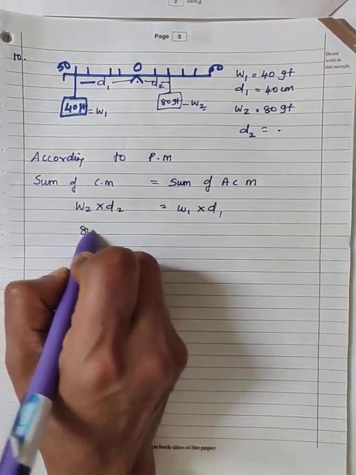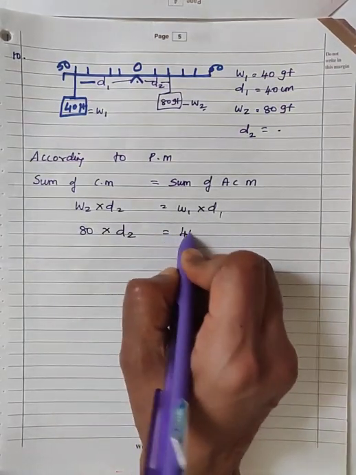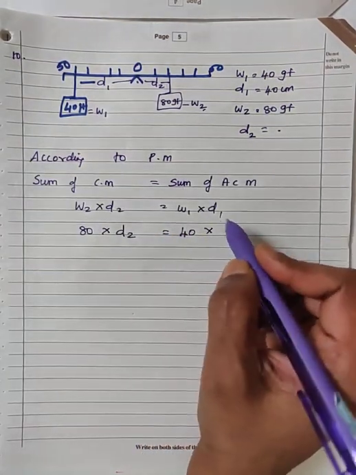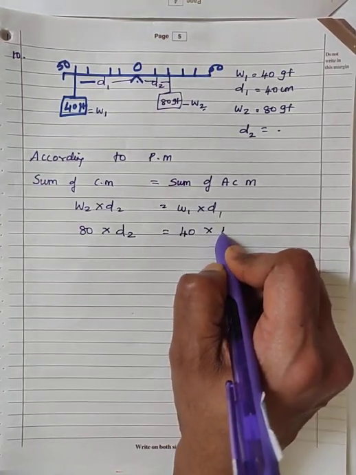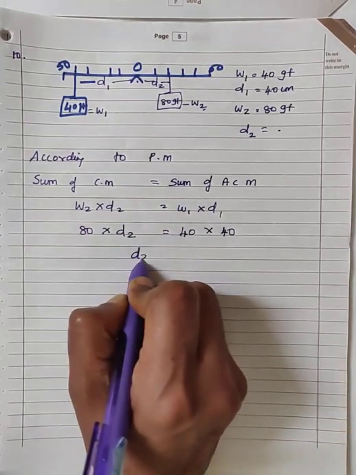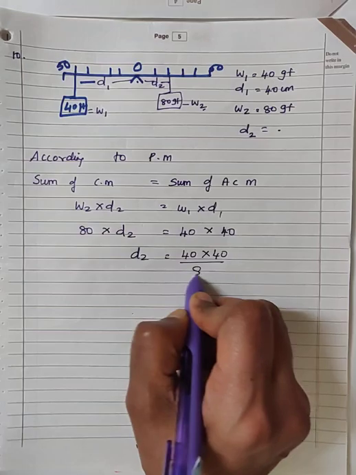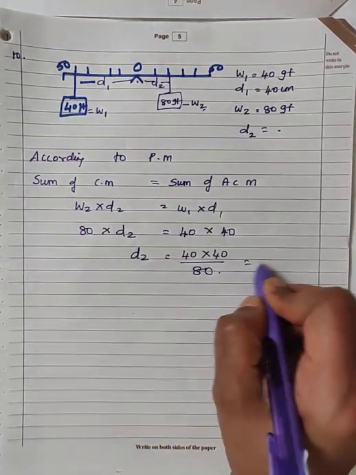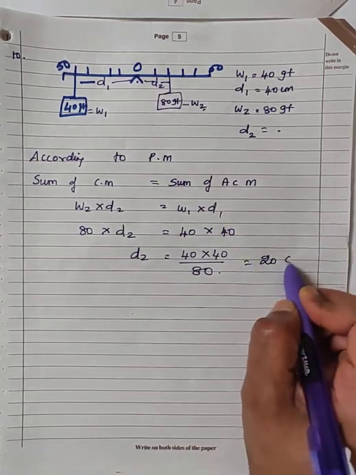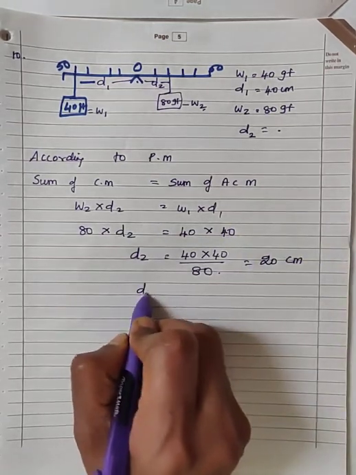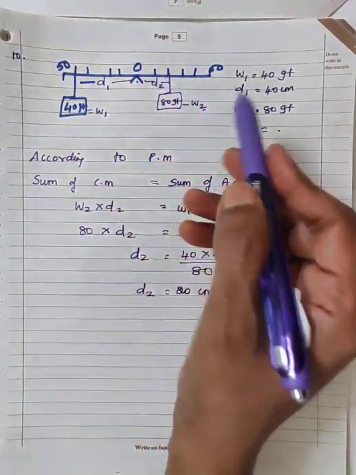Substitute for W2, it is given as 80. D2 is not given. Keep it as it is. W1 is given as 40 and distance of separation between the pivoted point and the point of suspension of W1 is 40. So from this D2 is equal to 40 into 40 divided by 80, which is equal to 20. Since we have substituted D1 in centimeter, D2 also we have to represent by the same unit. D2 is equal to 20 centimeter on the right side.